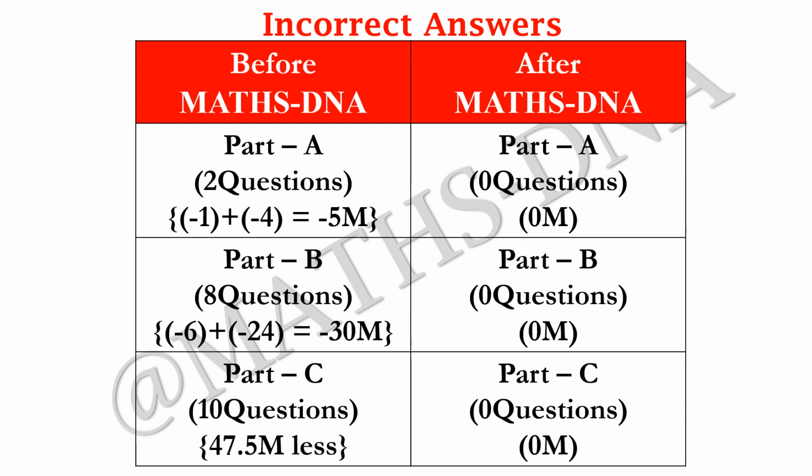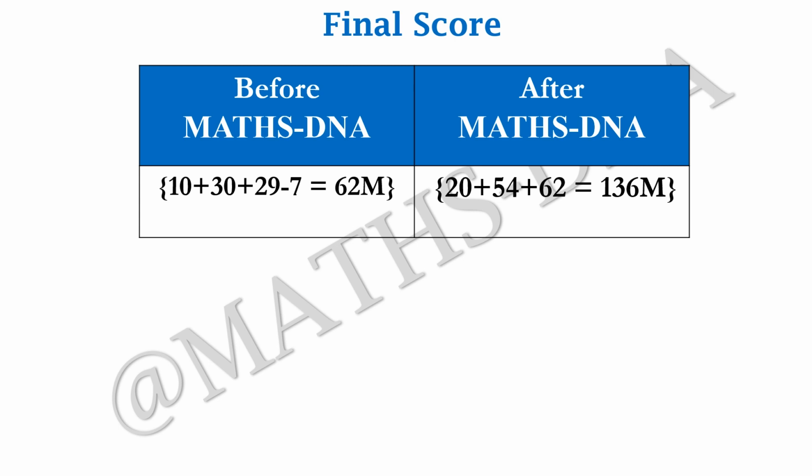So your negative marks get 0 and the final score is something like that. Before, you are only able to score 62 marks. This is an average score. Mostly 80% students score 62. You can consider a range of 60 to 80 also, because if they are good at part B or part C, they can score a bit more.